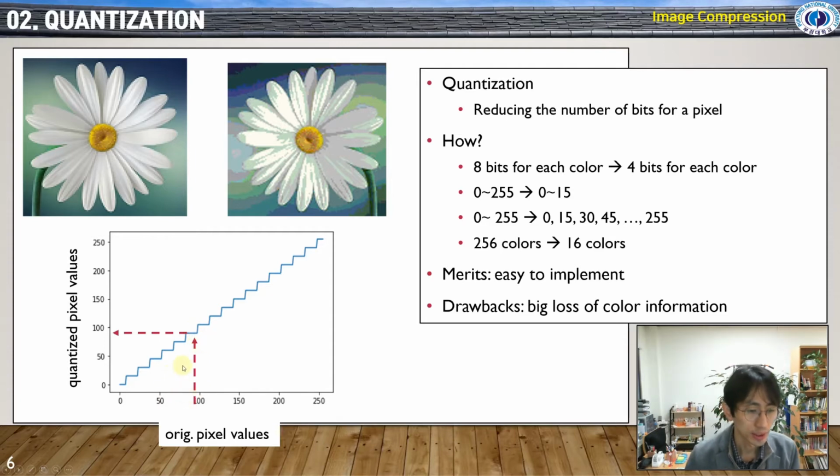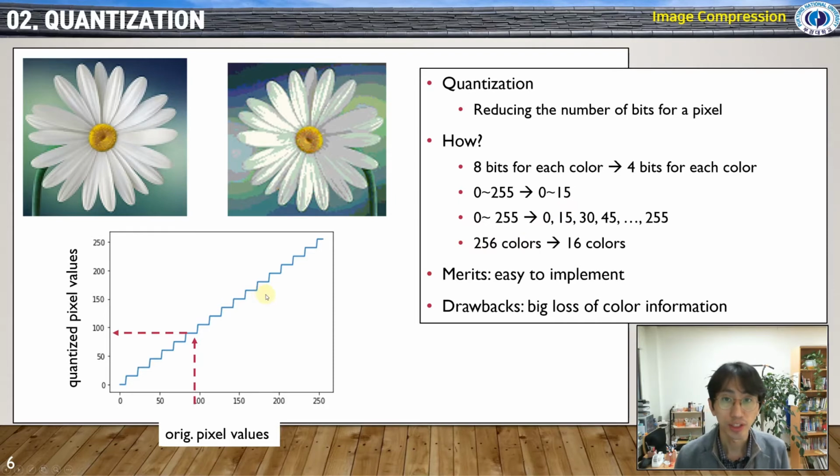Here you can see a graph. If the original pixel value is like 92, then it will be expressed as 90. If it is 94, then still it is 90. And when it becomes bigger, like 100, then it increases suddenly to 110 or something. So we can map all the original pixels to the quantized pixel values.